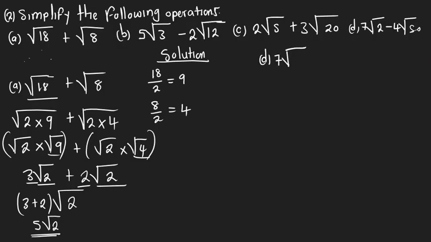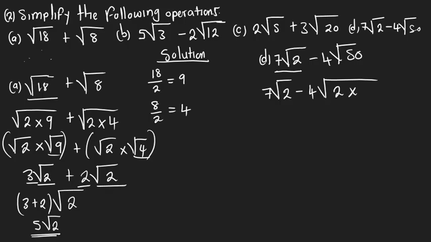7 root 2 minus 4 root 50. I'll be very quick. It is even giving you a picture that your base is going to be a 2. So this can also be written as 7 root 2 minus 4 root 2 multiplied by 25. I won't waste time here. I know everyone knows it is 2 multiplied by 25. Even here we won't waste time because we know that we can separate these two.